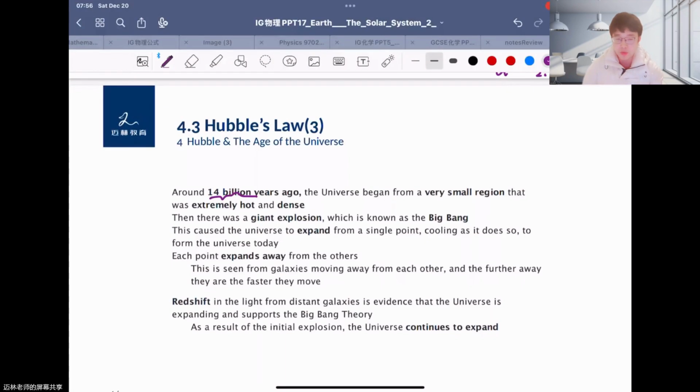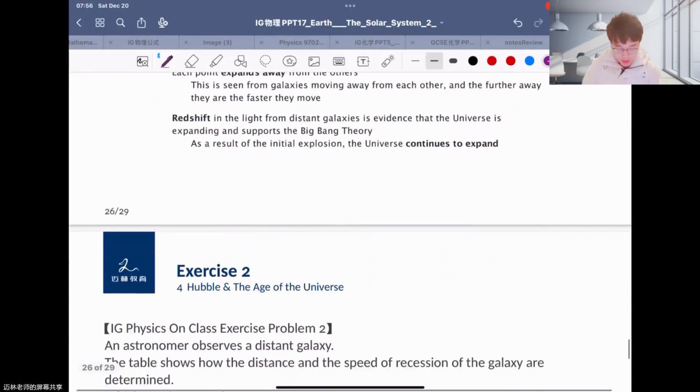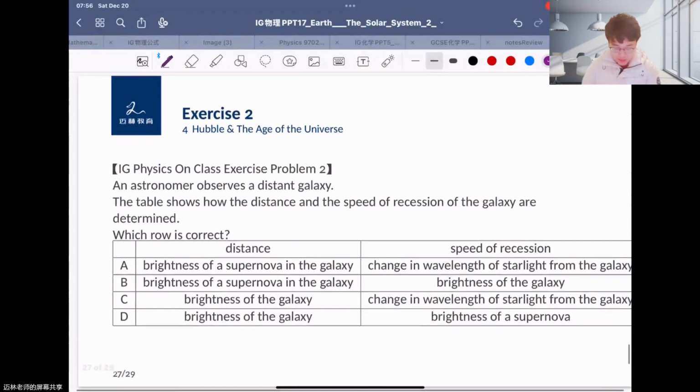So this is why the universe expands, and how we are using a formula to make a prediction about how it expands, maybe next time. Okay, so here's the exercise. Try to solve the exercise, please.